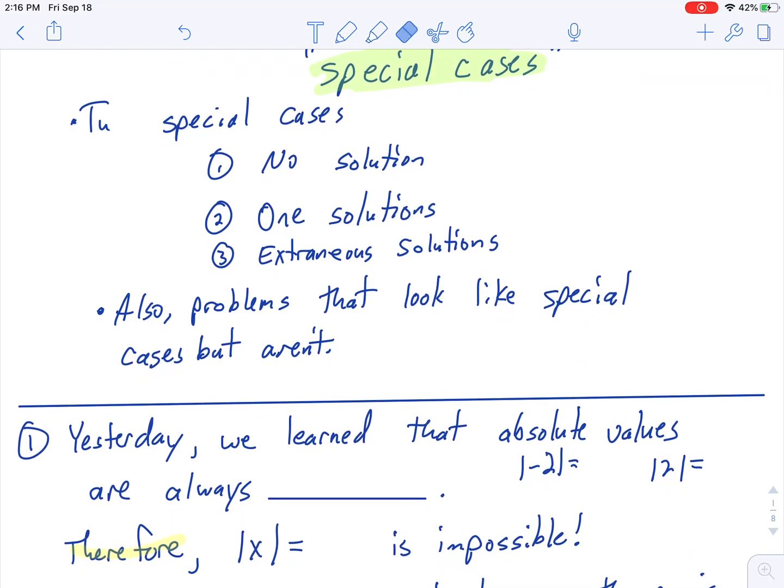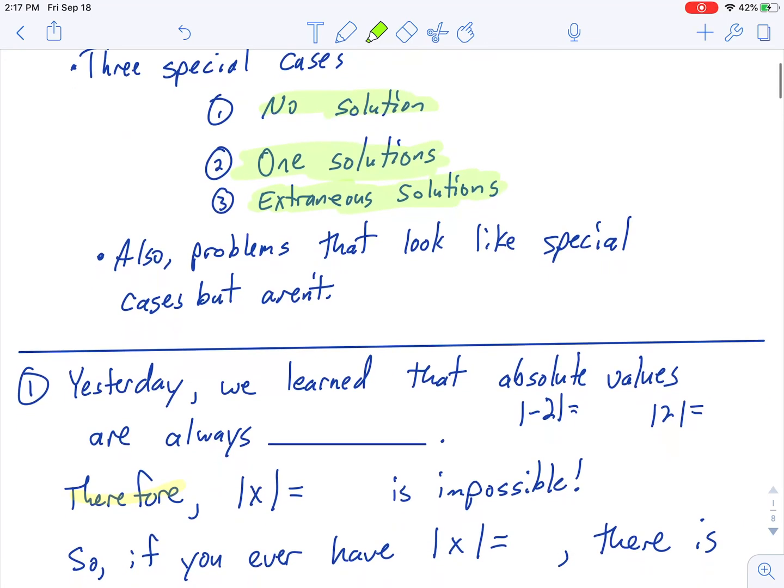There are, it says two, there are actually three special cases. No solution, so it's possible to solve an equation, but then it turns out not to have a solution. One solution. I don't know if you noticed yesterday, but all of those problems had two answers to them. It is possible to just have one. And then extraneous solutions. This is where you actually get two solutions by solving the equation, but then it turns out one of them isn't right, and I have to sort of teach you how to spot that.